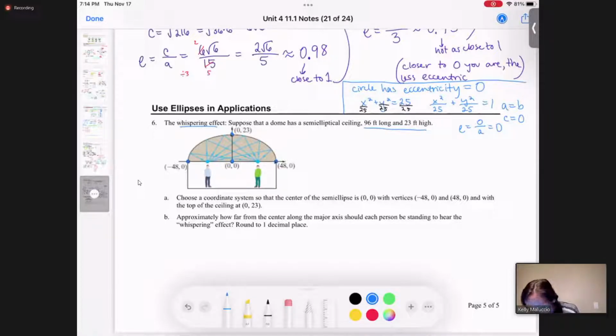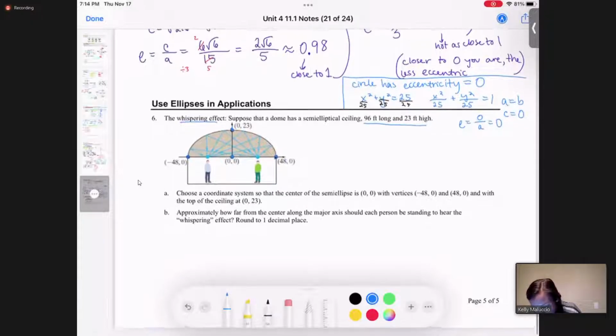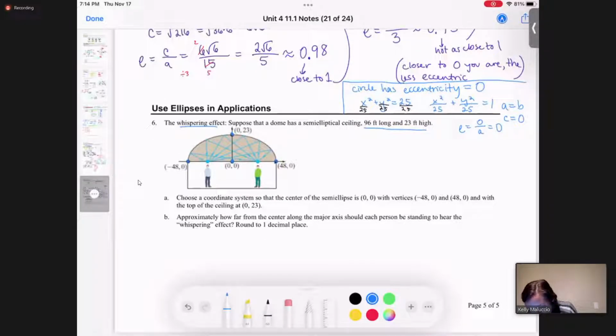Approximately how far from the center along the major axis should each person be standing to hear the whispering effect? That means, what are the foci? Because at the foci is where that effect should be the best. So let's figure that out. If we do this, our A is 48 and our B is 23, right? And so C squared is going to be 48 squared minus 23 squared. I'm being a little bit lazy and not writing this out.